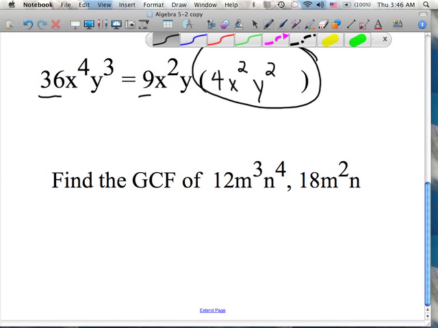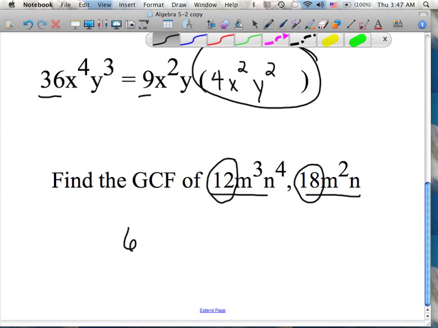And the last part here matches the type of problems you're going to be doing in your assignments. You want the greatest common factor of these two monomials. You start with the number part, the 12 and the 18. The largest number that goes into 12 and 18 is 6.